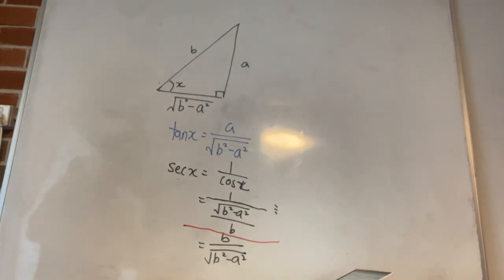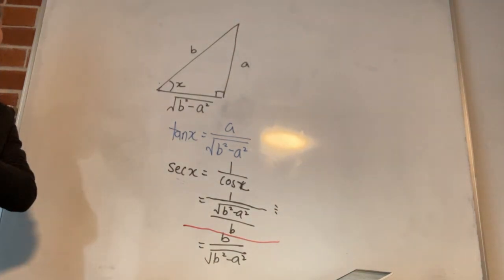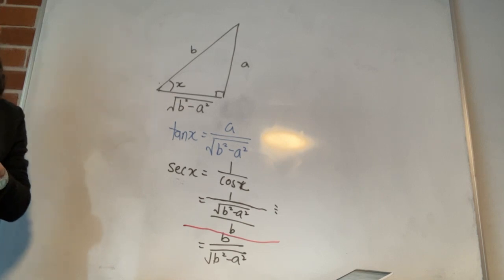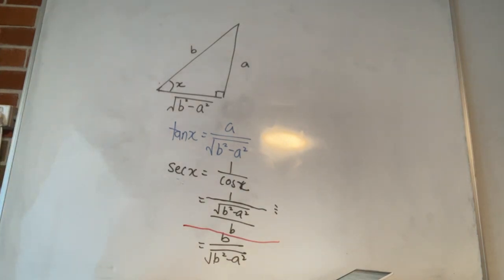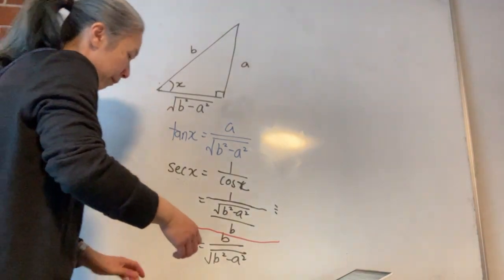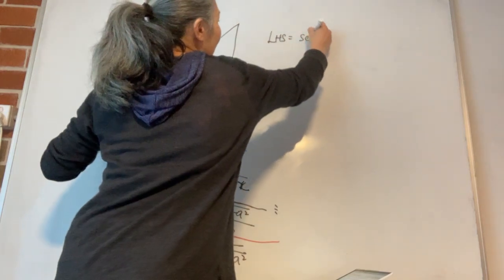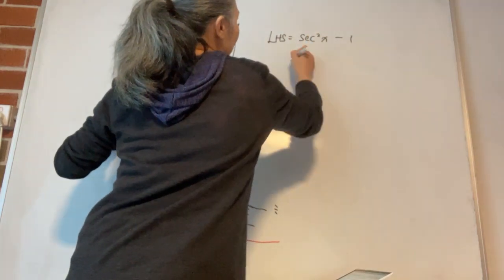And then question B is a proof again. Proof, that means you start with the left hand side. Hopefully we end at the right hand side. Okay, because the left hand side looks bigger. Yeah, it's going to be sec squared x minus 1. So I'm going to start with the left hand side. Left hand side equals sec squared x minus 1.